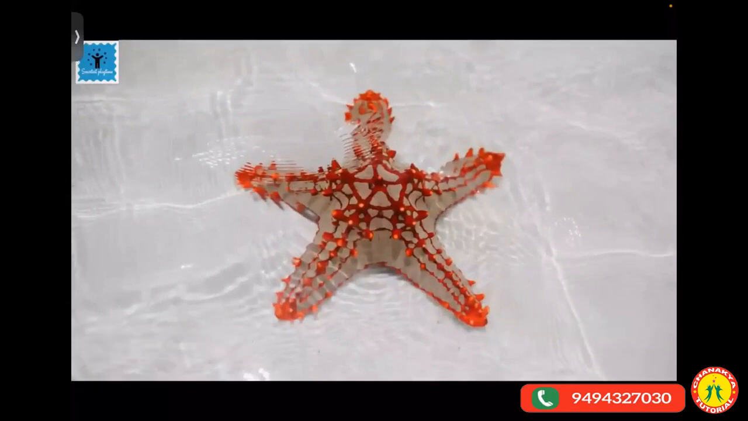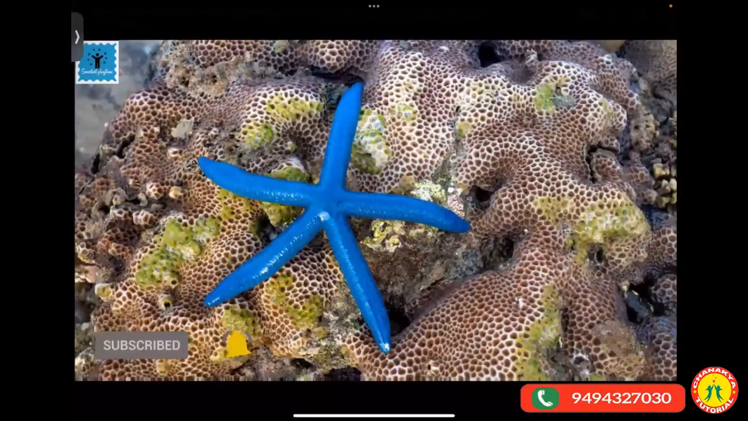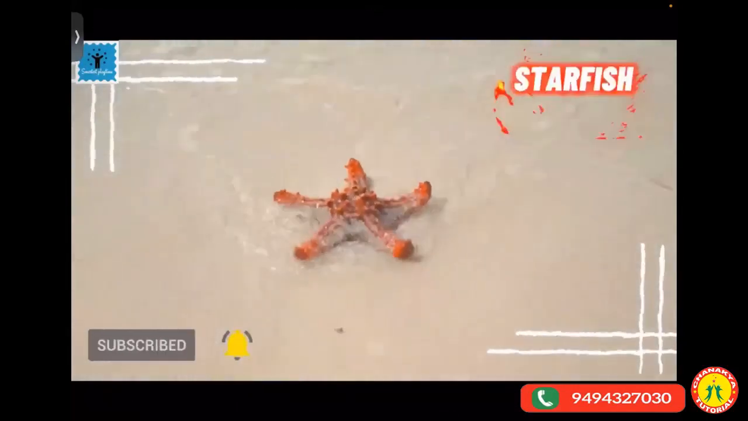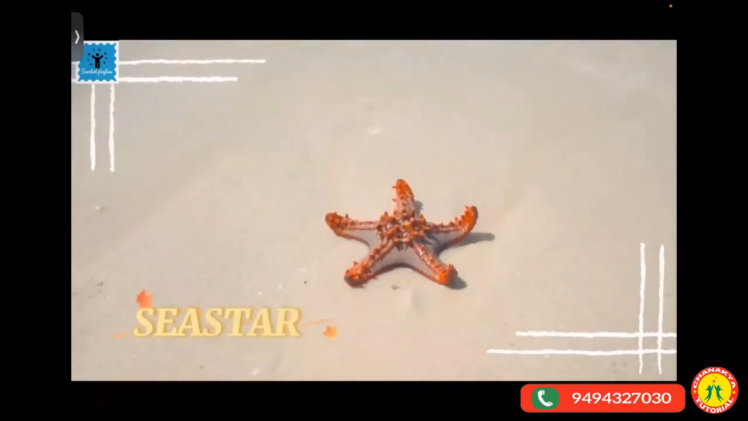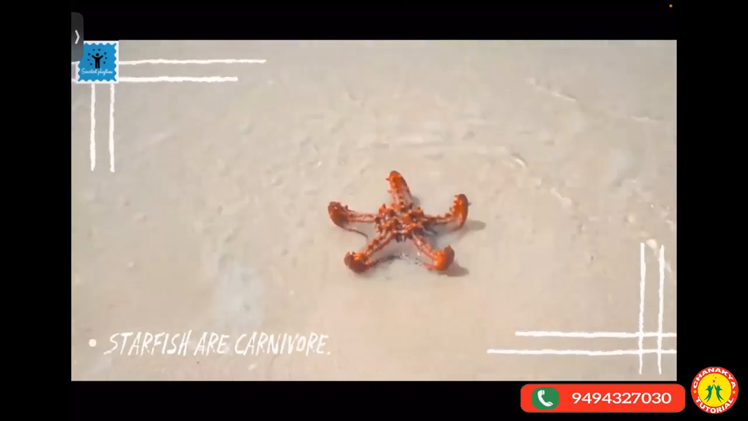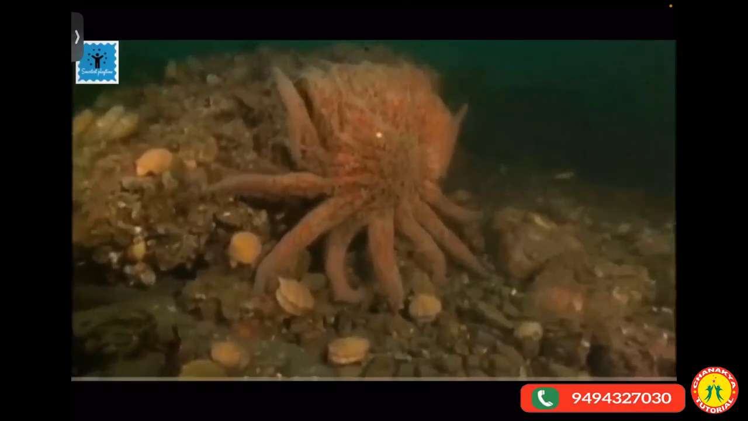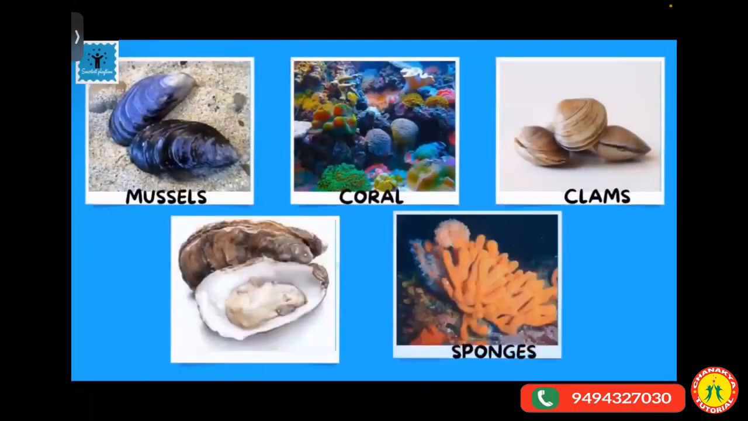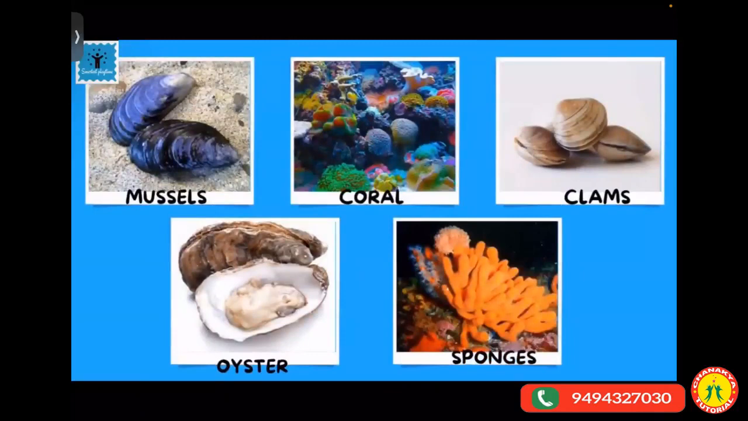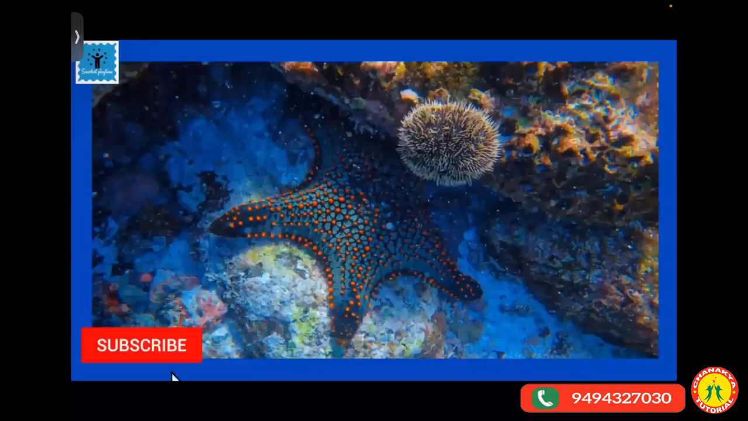Hey, are you familiar with this beautiful creature? Yes, you're right. This is a starfish. These are also called sea stars because these aren't really fish. Starfish are carnivores. It means they feed on other animals. And as they move very slowly, they feed only on those animals that also move slowly. They usually feed on small prey like sponges, clams, oysters, coral and mussels, as they attach themselves to rocks and move very slowly.